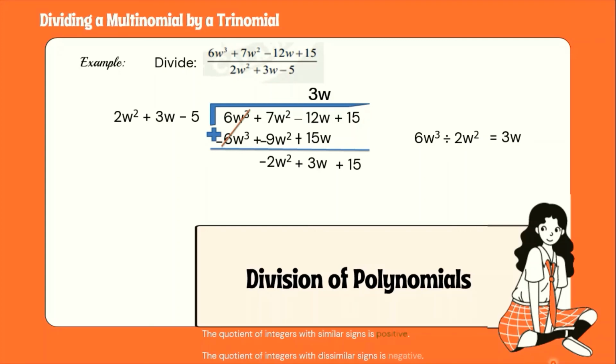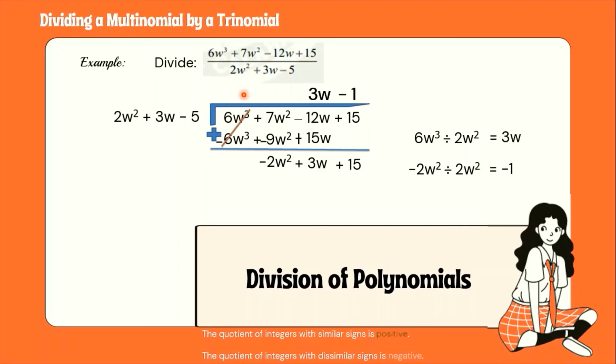Next tayo ay magde-divide ulit nitong negative 2w squared by 2w squared. At ang ating sagot ay negative 1, dahil negative 2 divided by positive 2 ay negative 1, different signs. Yung w squared ay magiging 2 minus 2 which is 0, mawawala na siya. Dahil negative 1 times positive 1 is negative 1. Kaya ang ating sagot na negative 1 ay ilalagay natin dito katabi ng 3w katapat ng constant.